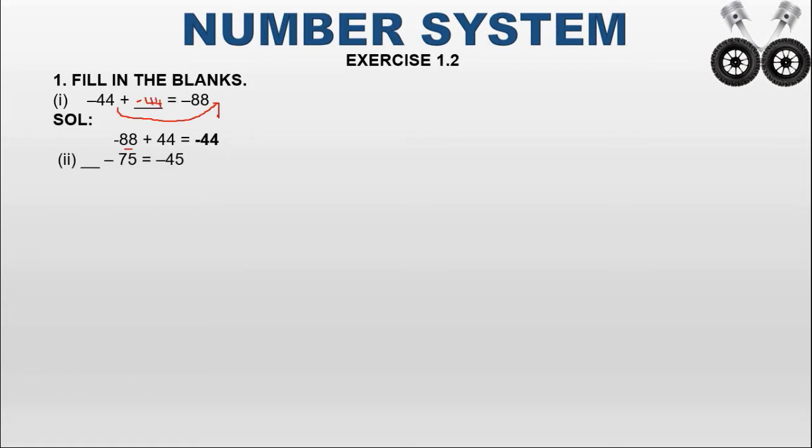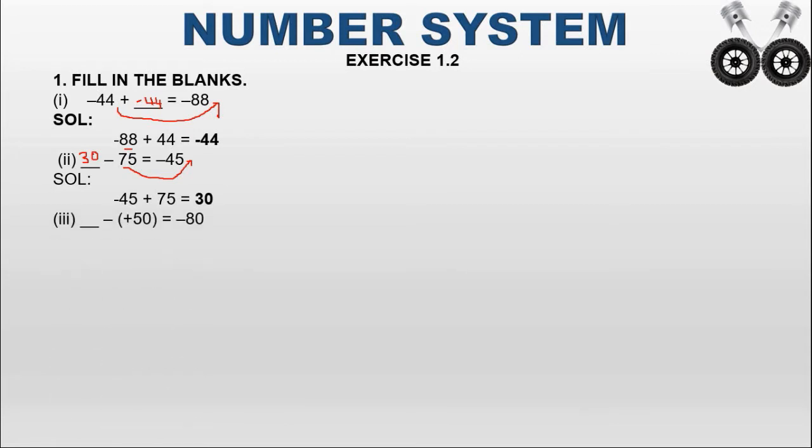The second question, dash minus 75 equals minus 45. What do we have to do? We have to bring the LHS value to the RHS. When it comes to the RHS, the negative sign will become a positive sign. So minus 45 plus 75 equals. These two integers have different signs, so we have to subtract. 75 minus 45 equals 30. The biggest number's sign is positive, so the answer is 30.